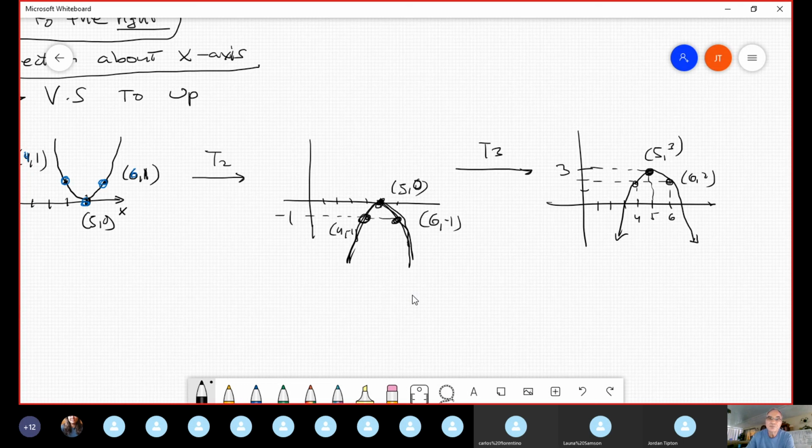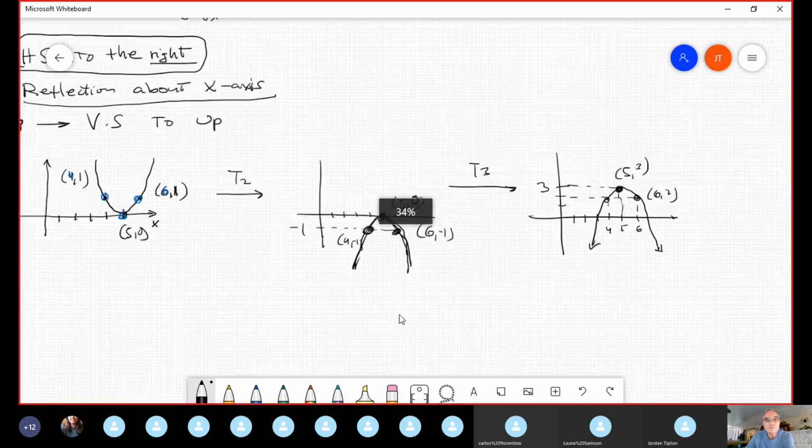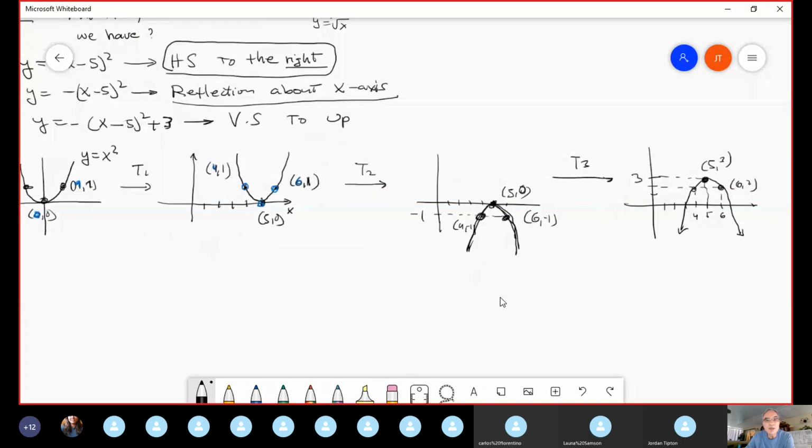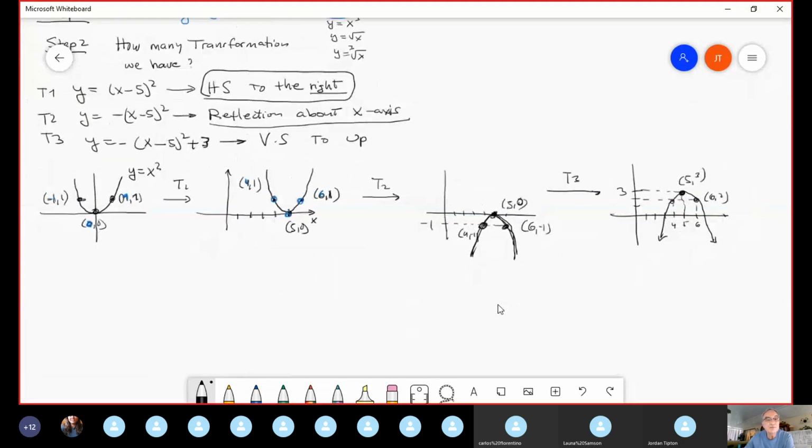From the original, look, I start from the basic. I create transformation 1, transformation 2, and transformation 3, and get the final, the combination of every transformation.